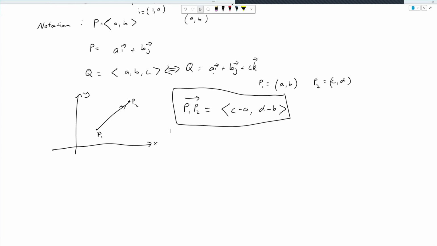Okay. So let's go into some rules about vectors now. So rules of vectors.